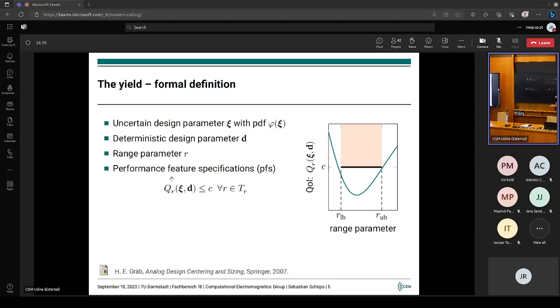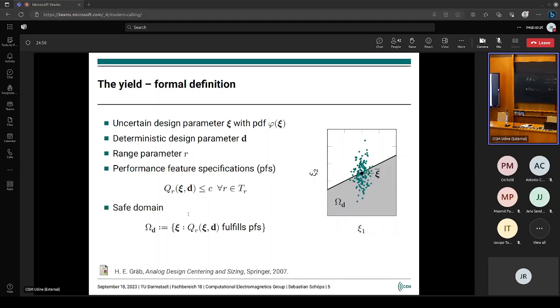So somehow the quantity of interest shall be smaller or equal than some constant. And this is a feature specification. And this may be a thing that you have agreed on with another company that wants to buy something from you or whatsoever. And then we define two domains. So there's the so-called safe domain, which contains all the products that fulfill this, and there's the remainder.